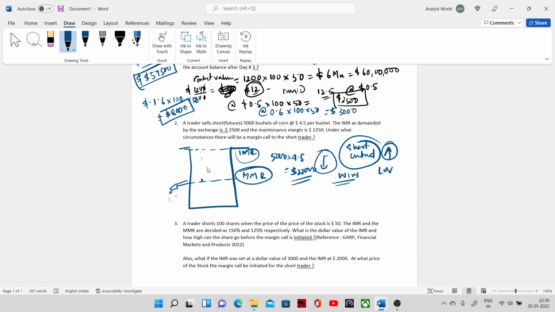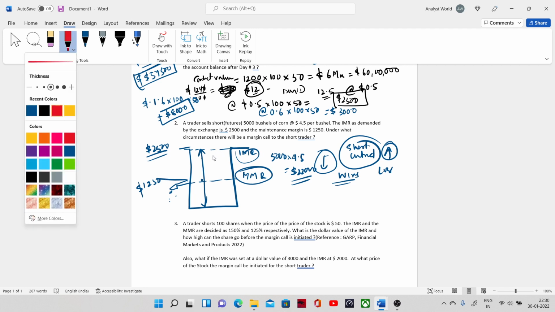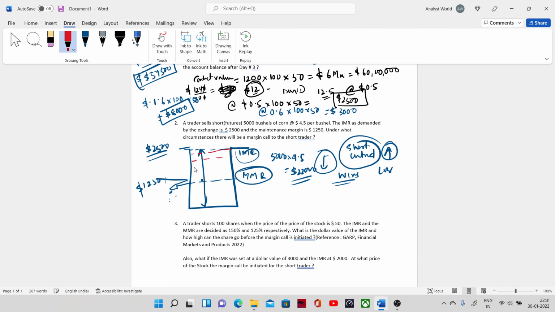The IMR as demanded by the exchange is $2,500, and the maintenance margin has been kept at $1,250. Under what circumstances will there be a margin call to the short trader? As we have understood, the margin call to the short trader comes when the price rises in such a manner that the short initial margin account is depleted. Once it starts depleting, it will reach this level. When it reaches this level, there is going to be a margin call.